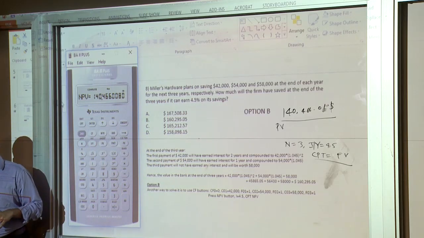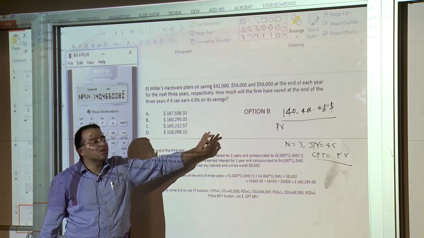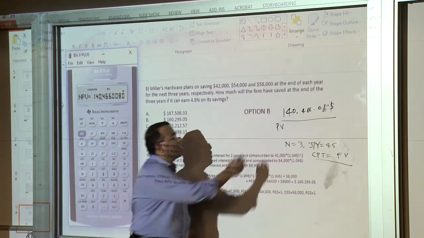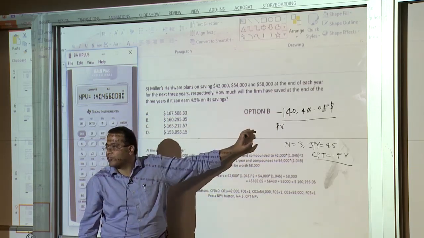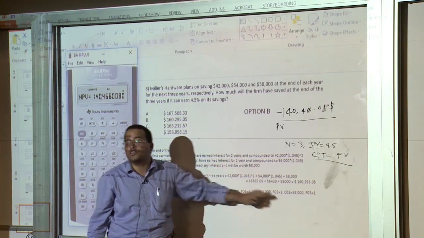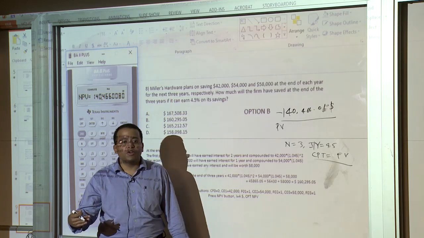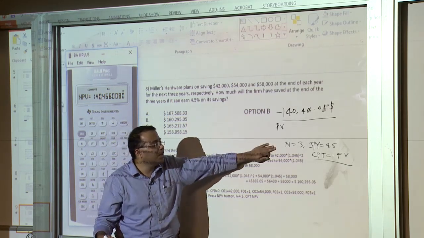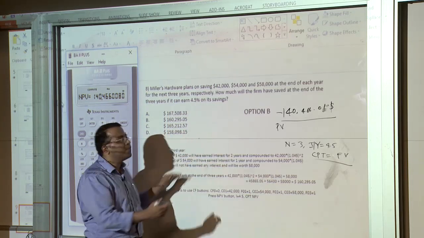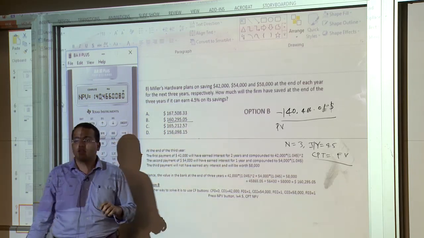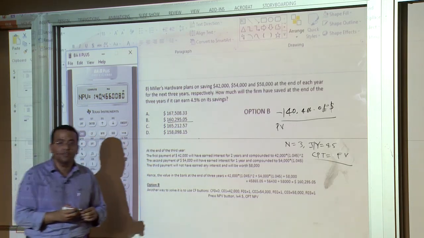For those of you who are not getting the NFV functionality, you can try doing this. You calculate the NPV. You can try putting a minus sign here if you want to get a positive number. That's the present value of all of these cash flows. The question is asking you for the future value of all of these cash flows. So you go back to your time value of money functions, put this as the PV, put n equal to 3, put I/Y equal to 4.5, and compute the FV. That should give you the same number here. There are various ways to do this if you're not getting the functionality that you're looking for.